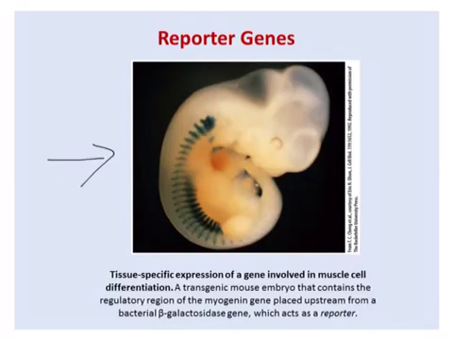And it works as a great reporter gene because with a different staining step, it will turn blue where that particular gene is being expressed. So it serves as a marker as to where transcription is occurring.